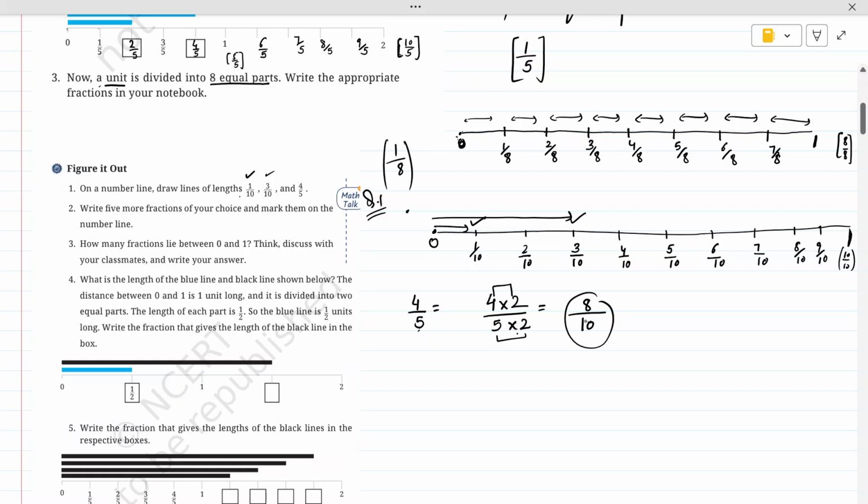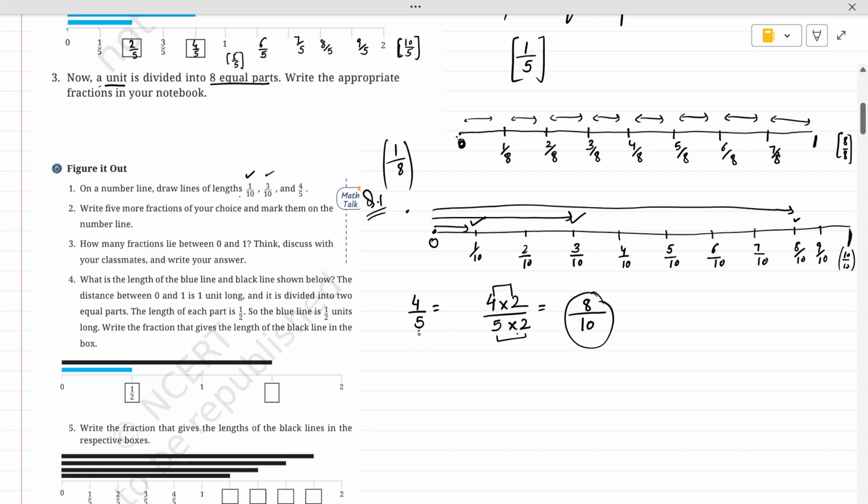So that means we are expected to draw 8 by 10, which is here, and we have already marked. This is with respect to the distance from 0. Okay, easy. See kids, I am again telling you what we have done here.